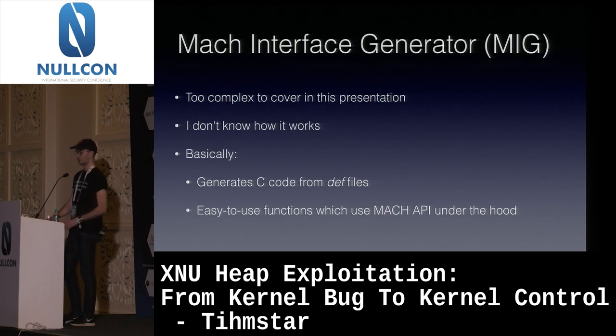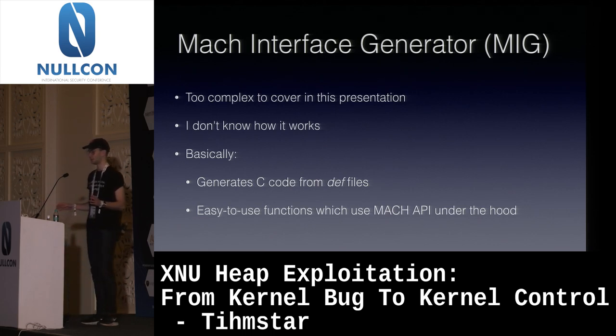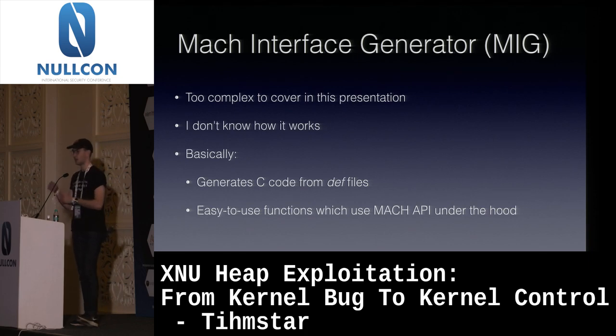MIG is the Mach Interface Generator. It's too complex to cover in this presentation. I have no clue how it works, because it's like a bunch of printfs that generate your C code from .defs files. Basically, it gives you easy-to-use functions which use the Mach API under the hood. Say you have two processes, you want to run a server, and they communicate over Mach to be able to call a function in there. You can use that.